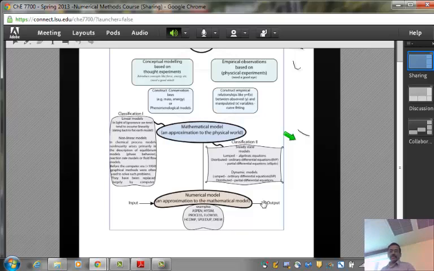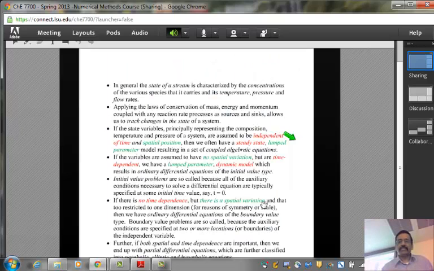So you should know what is linear and nonlinear, steady state and dynamic, lumped and distributed. You should be able to classify each one of them. Any questions?